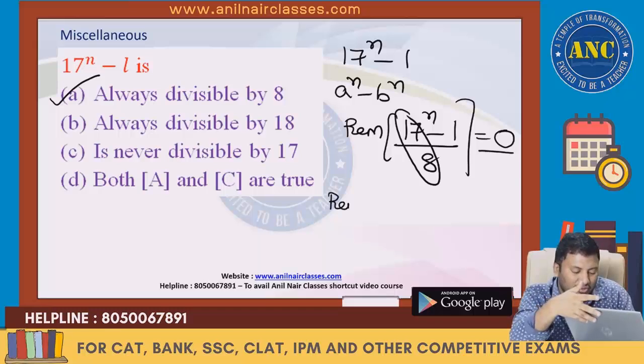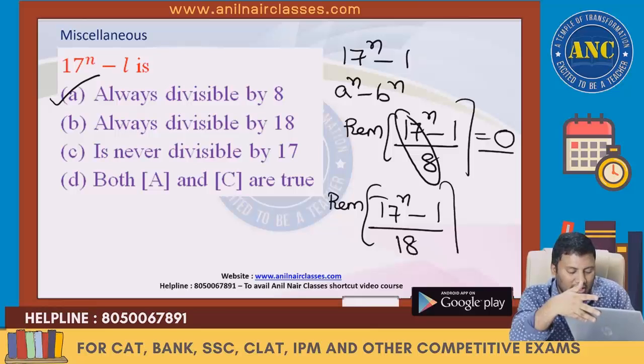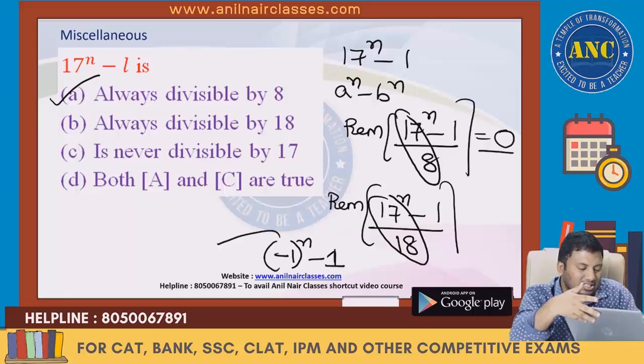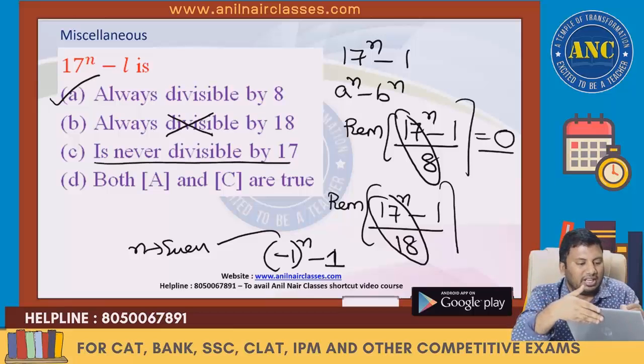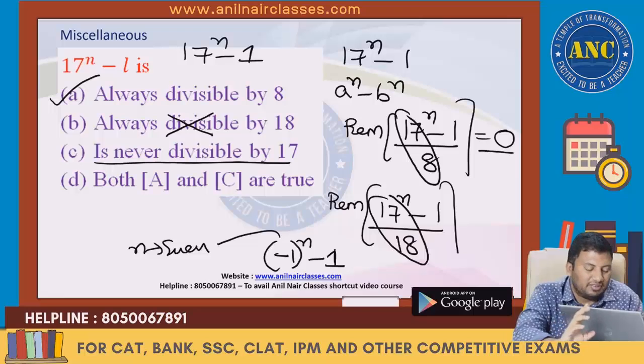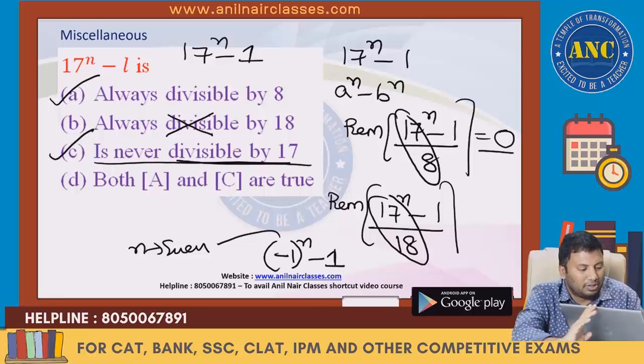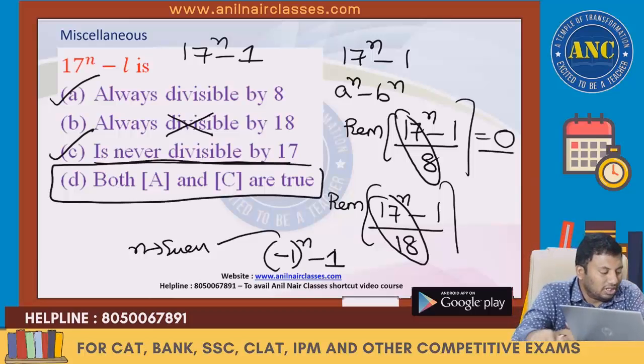If I take the second one, 17 power n minus 1 divided by 18. 18 ones are 18. It is minus 1 power n minus 1. It is divisible only when n is an even number. Nothing is mentioned in this question. See, is it never divisible by 17? Absolutely true. 17 power n minus 1. 17 itself is divisible by 17, so it is never divisible by 17. Answer is both A and C are true. I hope it is clear.